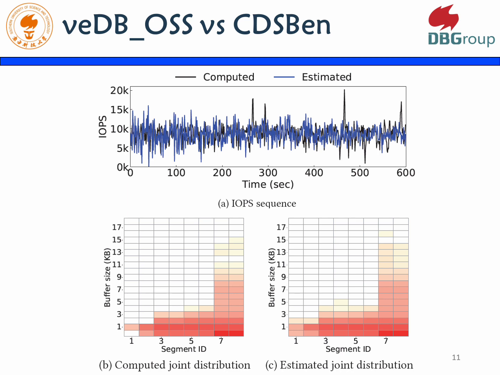In this experiment, the real I/O workload comes from executing the VDB-OSS compute workloads on the storage tier. Then, we input the feature vector of this VDB-OSS compute workload to CDS bin and use it to predict and generate the corresponding I/O workloads. As we can see from both the LPS sequence and the joint distribution, the real and the generated I/O workloads are very similar. For example, similar intensity, burstiness, and skewness of segment ID and buffer size.